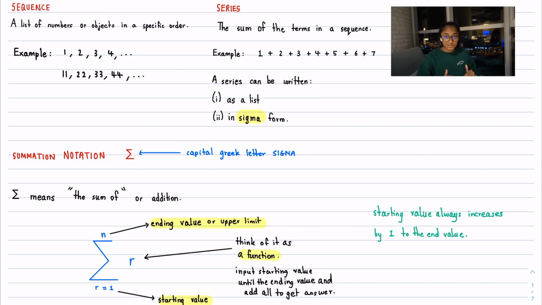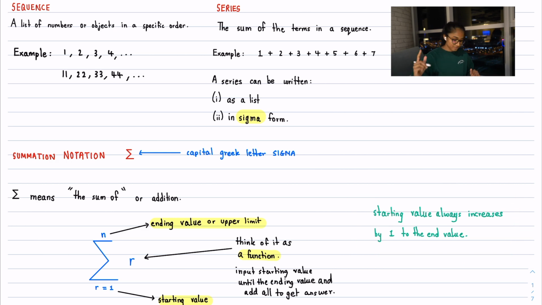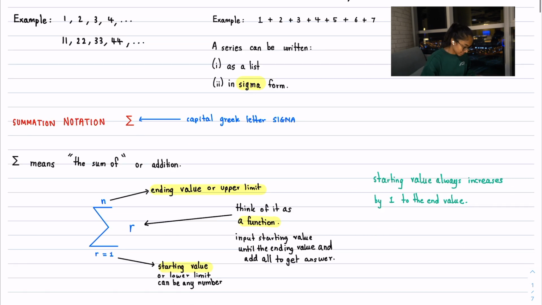Understand what these letters mean, and remember, r in this case can be k, it can be z, anything that's representing it. I don't want you to remember r, but in papers you will most likely see r, as well as your IAs, you'll see r. At least that's what it was in my school. So the starting value always increases by 1 to the end value. We're going to go through some examples now.